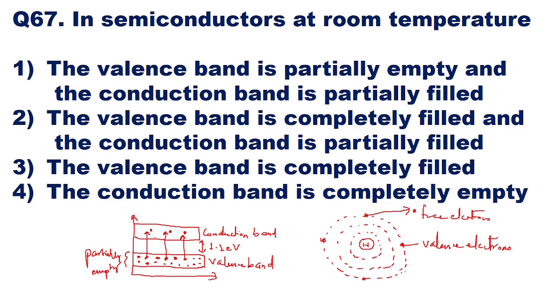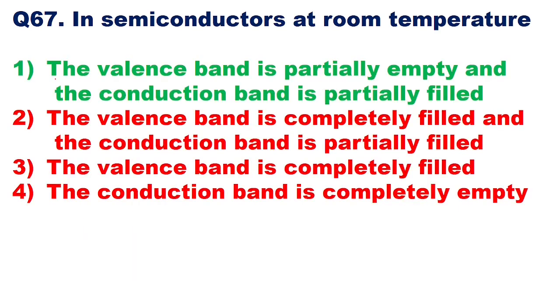Similarly, the conduction band was empty. Now it is partially filled because some electrons have come here. Conduction band is partially filled. That means out of these four options, the first option, where the valence band is partially empty and the conduction band is partially filled, is the correct option. So for this question, in semiconductors at room temperature, option 1, that is valence band is partially empty and the conduction band is partially filled, is the right answer.